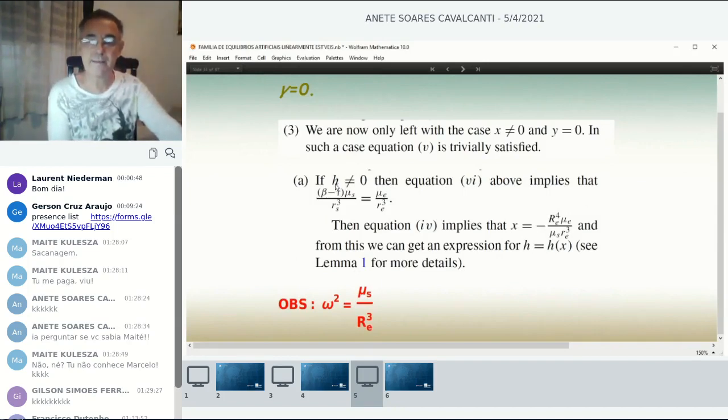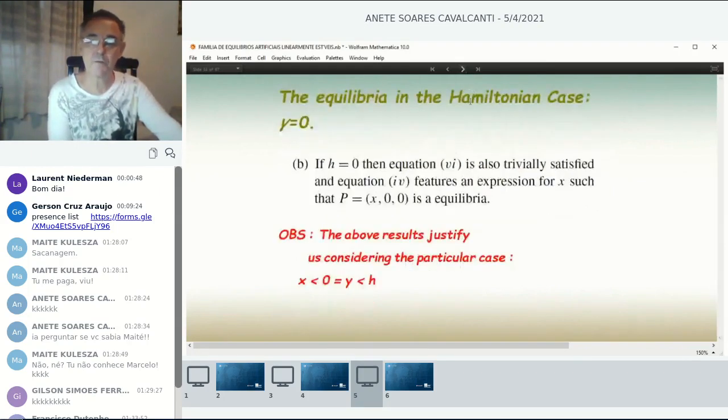But the second case is when h is equal to 0. And when h is equal to 0, equation 6 is also trivially satisfied. And then again, equation 4 features as another expression for x. And this expression will then give that the point for this x, y equals 0, h equals 0, is another equilibrium. Okay? So this reasoning justifies that we consider only the case y equals 0.